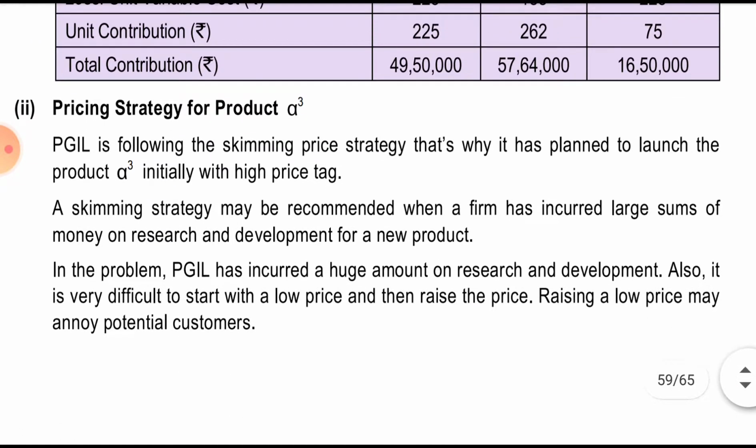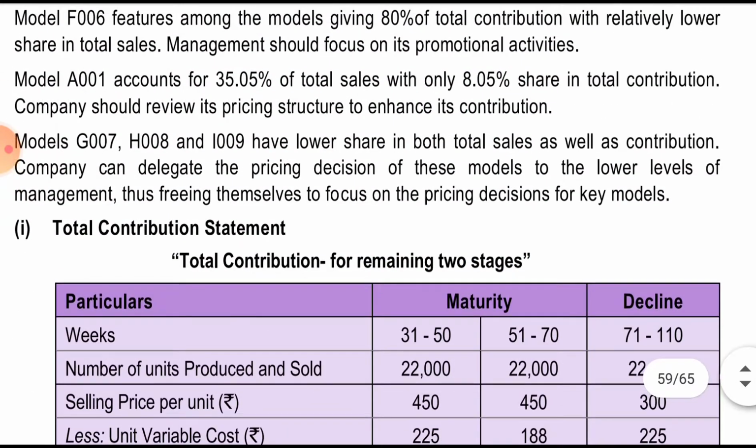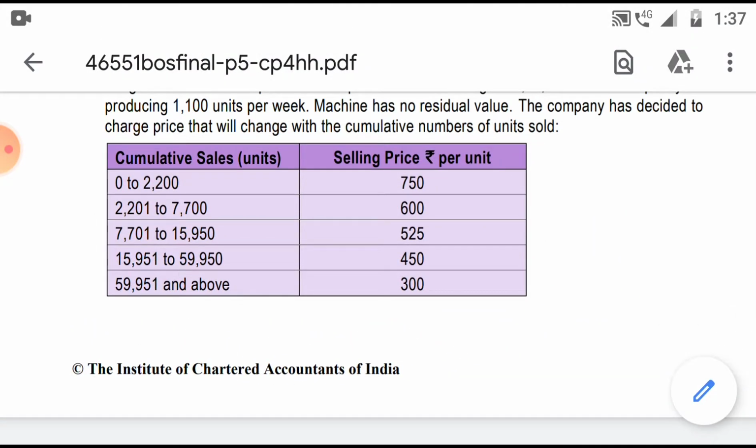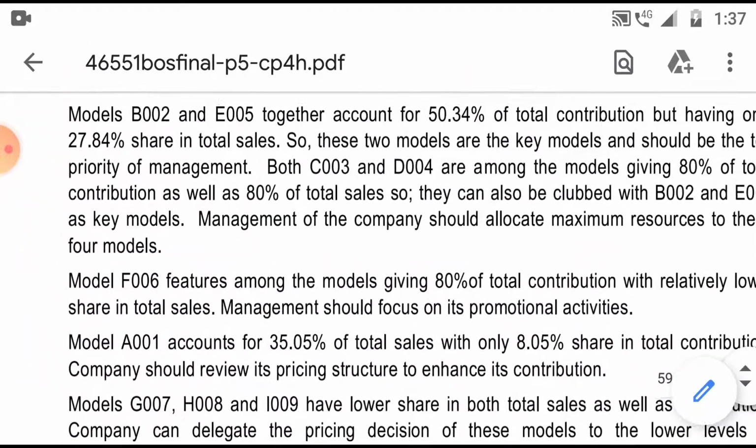So second part, pricing strategy for the product. PGIL is following the skimming pricing strategy. How can we say it is skimming? It is following skimming pricing because in the early stage, earlier, it is selling from 0 to 22,000 units at 750, then it is reducing. So initially they are charging high and then they are going on reducing the price. So they are following the skimming pricing.